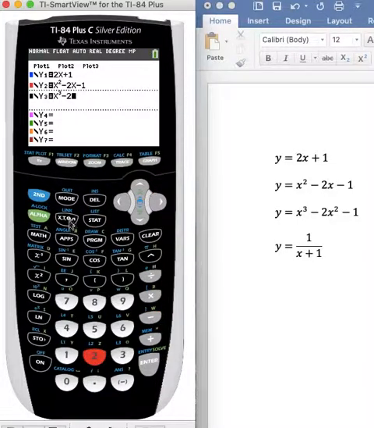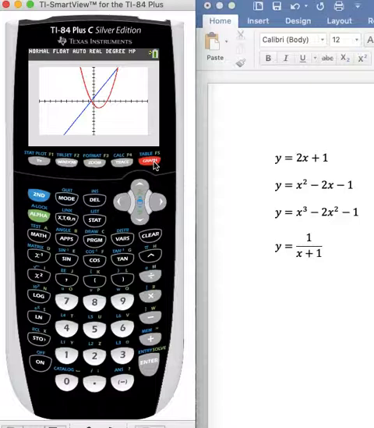Minus 2x squared minus 1. 2 existing graphs, and there's my third one as well.